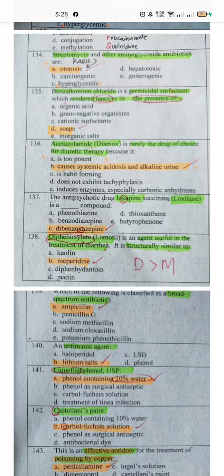138. Diphenoxylate or your Lomotil is an agent useful in the treatment of diarrhea. Diphenoxylate or your Lomotil is an agent used in the treatment of diarrhea, and it is structurally similar to your meperidine. So, meperidine and your diphenoxylate have the same structural analog. Okay.